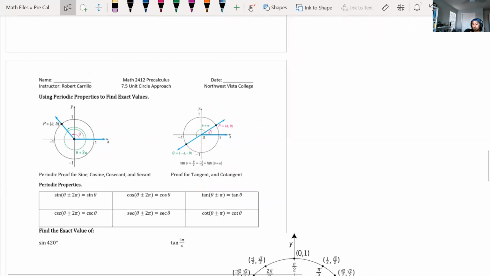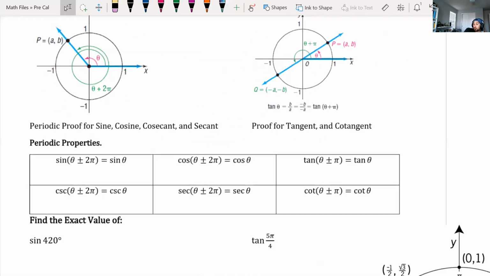Okay. Now we come across the periodic properties of trig functions, which is really important. The periodic properties mean, what is the repeat cycle? I'm trying to keep it simple. What is the repeat cycle for each trig function? So how many revolutions does it take for a trig function to repeat the same numerical values?